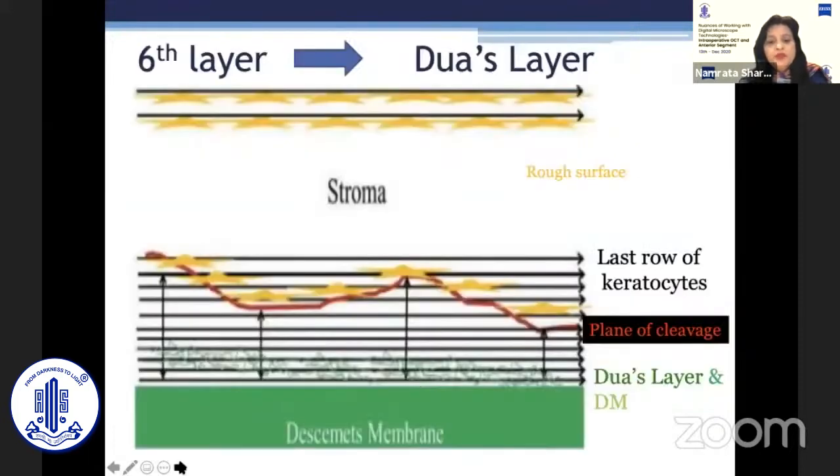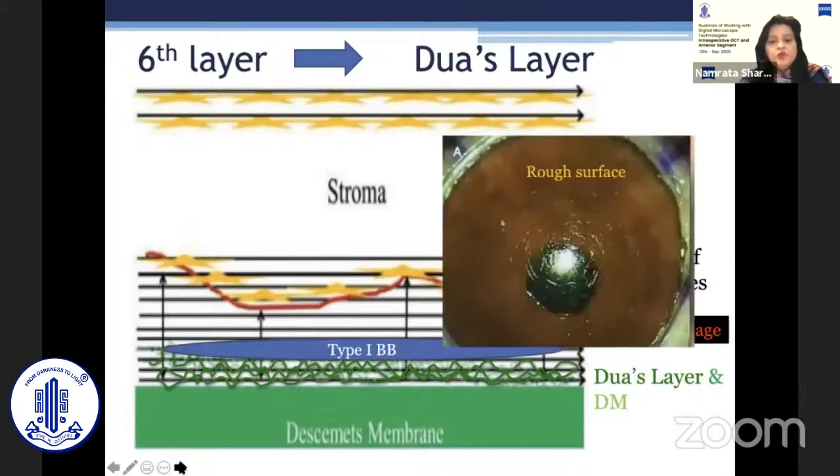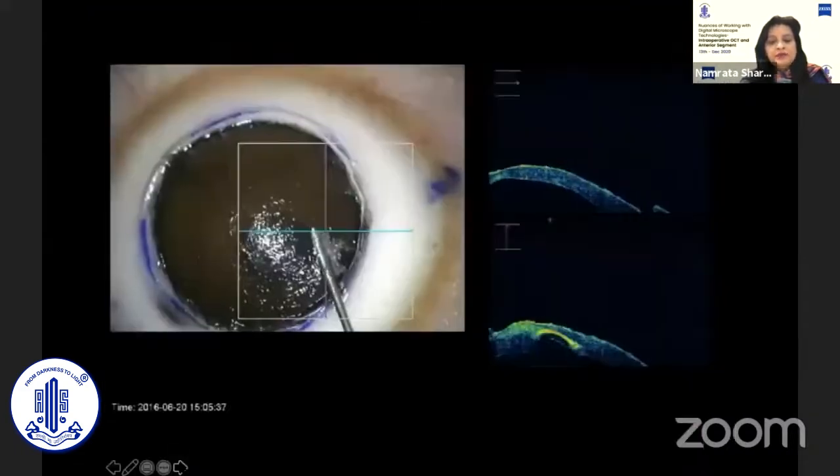Now, when you are doing a big bubble, type 1 or type 2, if you are above Dua's layer, then it's a rough surface like this and it is a type 1 big bubble. And if you are below Dua's layer, then it is a smooth surface like this and it is a type 2 bubble.